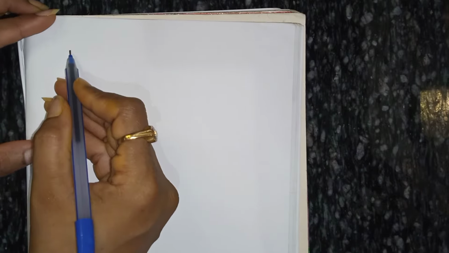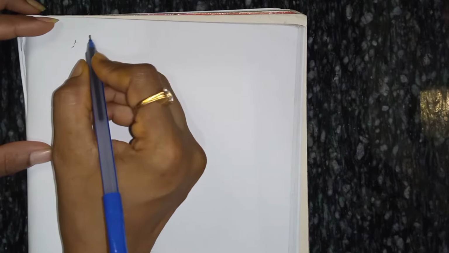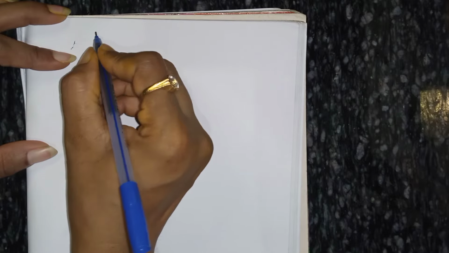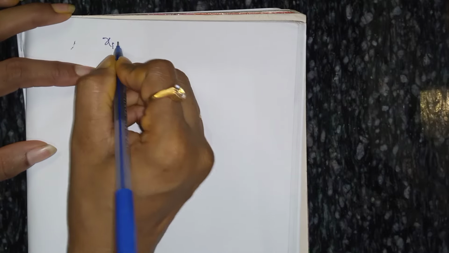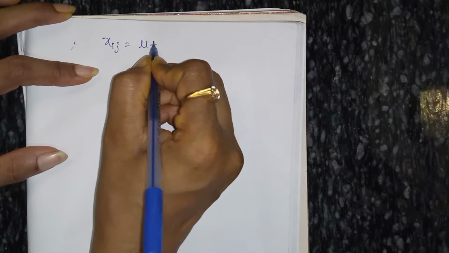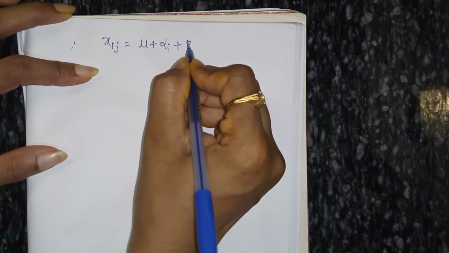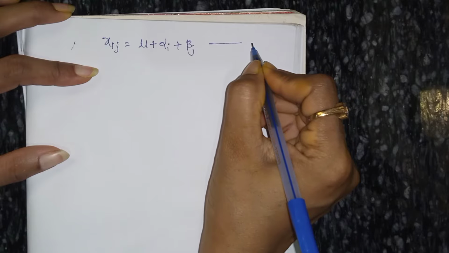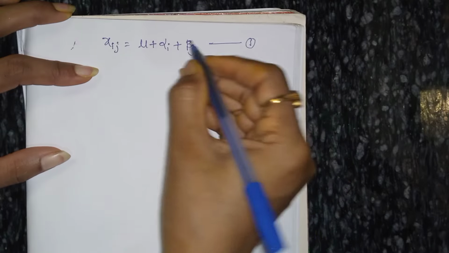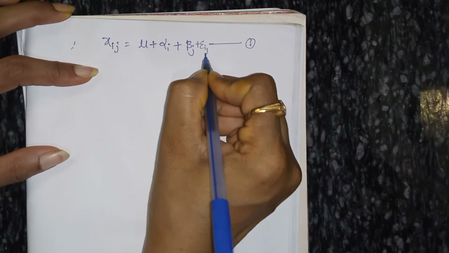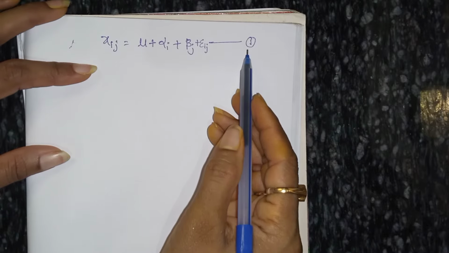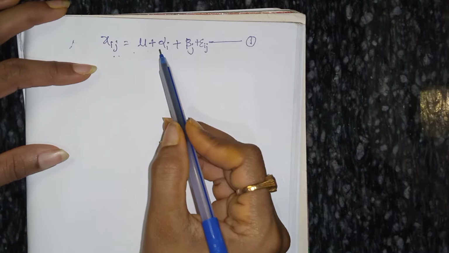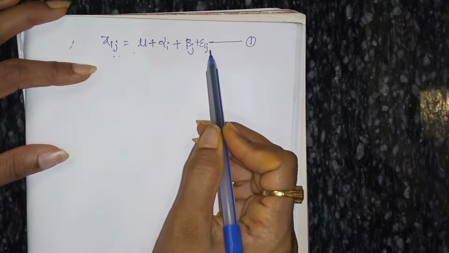Now we are going to write the ANOVA two-way classification equation. What is the ANOVA two-way classification equation? We say it as xij equals mu plus alpha i plus beta j. Here epsilon ij also will be. So we call it equation 1: xij equals mu plus alpha i plus beta j plus epsilon ij.